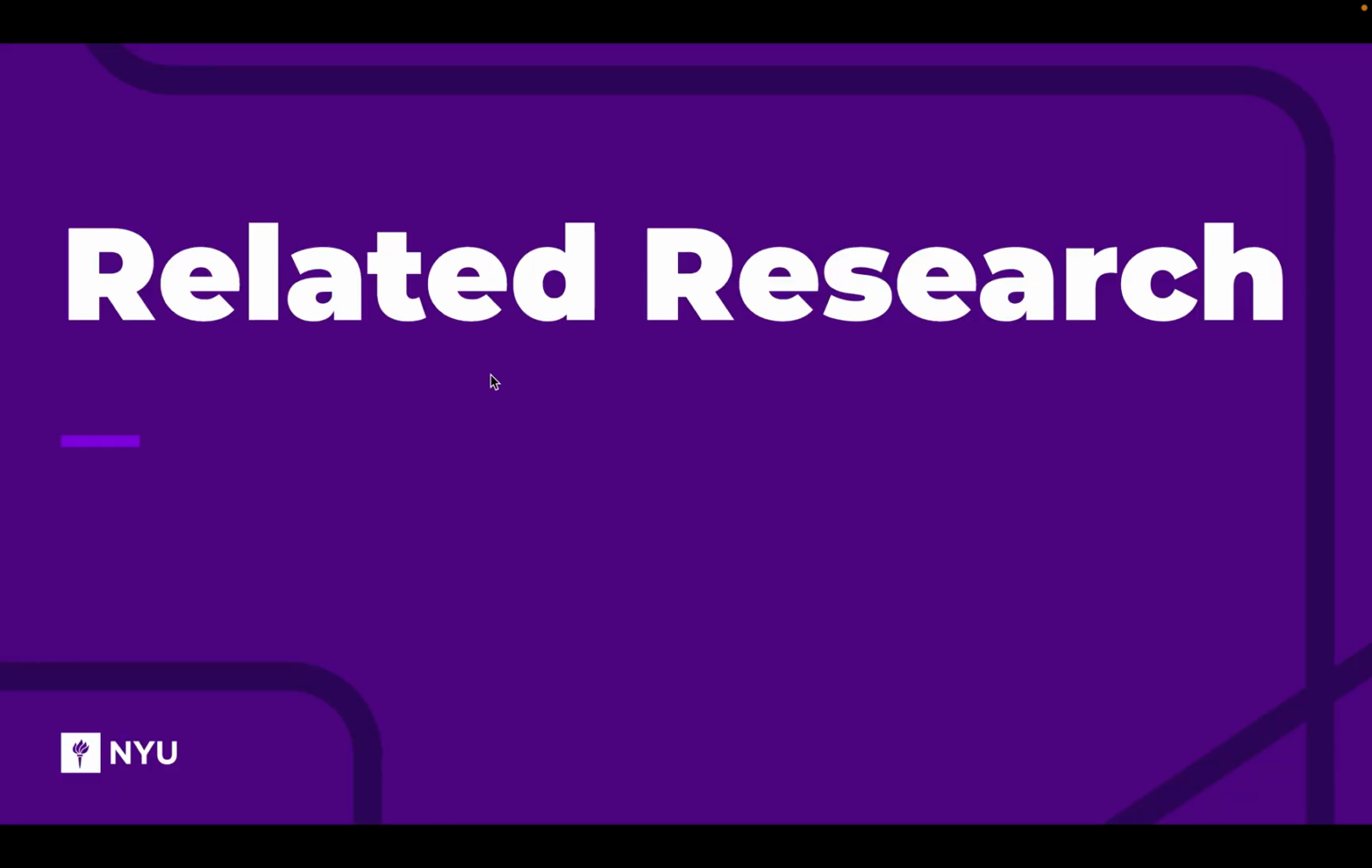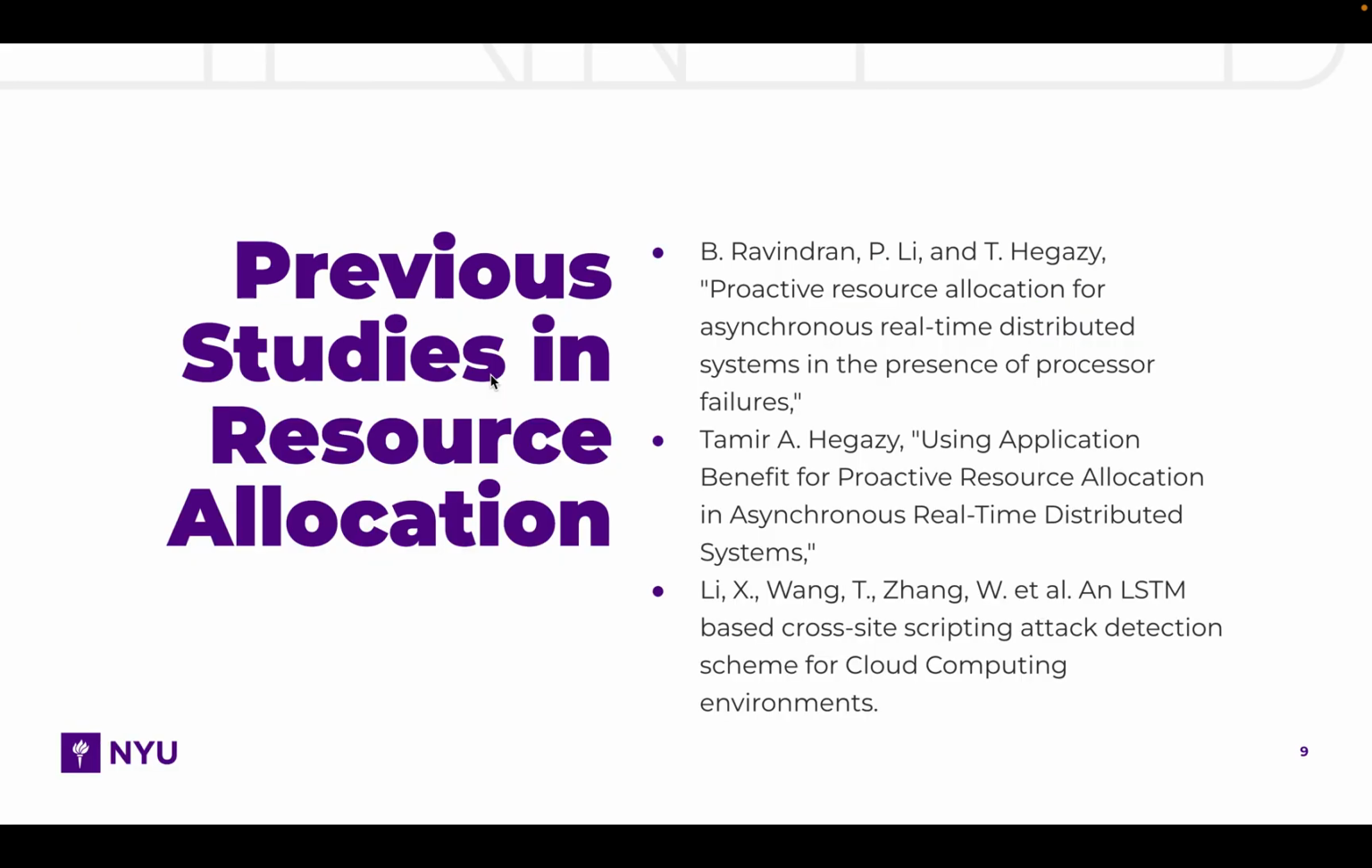We do have quite a bit of related research in this space. Some of the previous studies in resource allocation are here. You may find them in the references section of my paper as well. Our study builds upon these prior research in proactive resource allocation. Scholars like Ravindran and Hagachi have pioneered algorithms and approaches in this field. Moreover, research by Lee et al. using LSTM techniques in cloud computing provided valuable insights into how machine learning can enhance resource allocation in different contexts. So this was a really good resource as well.